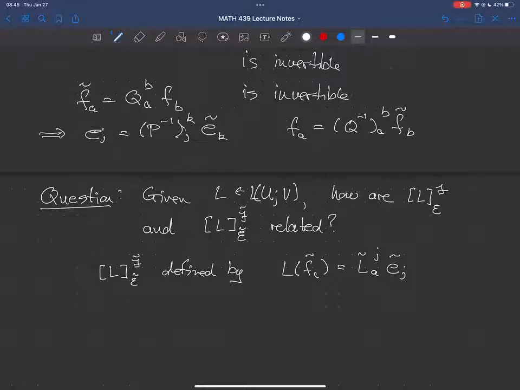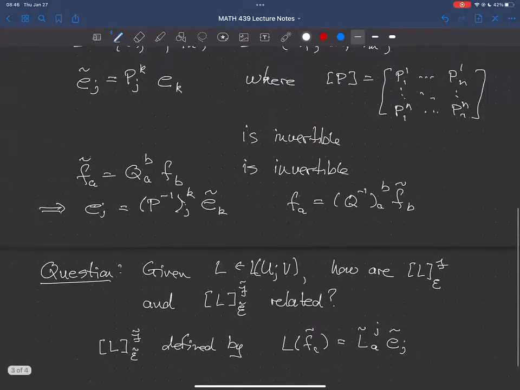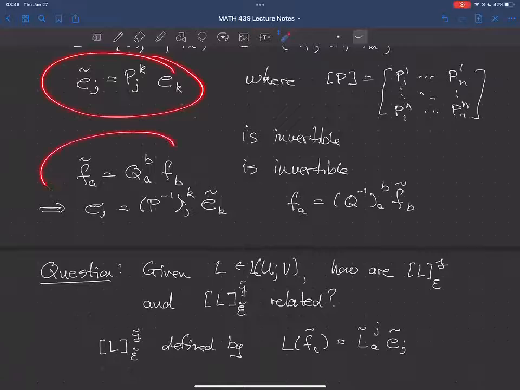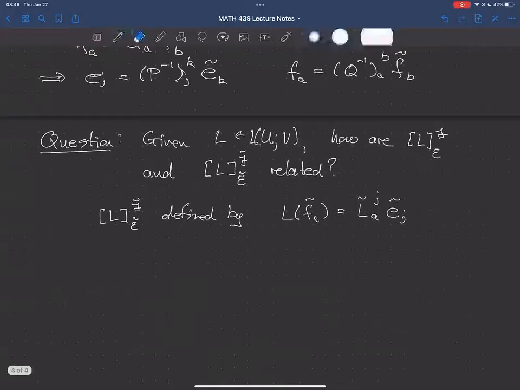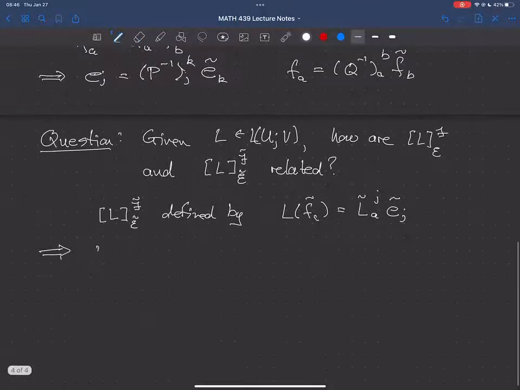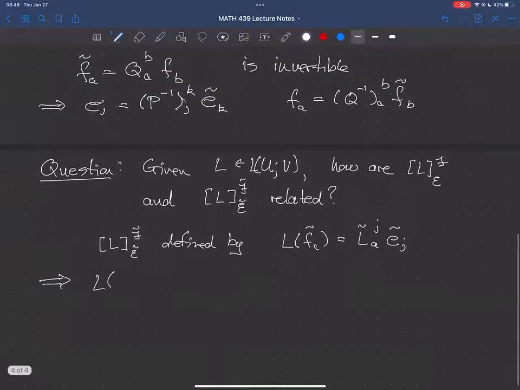So what we're going to do now is simply substitute in these relationships for the tilde basis vectors, and then fiddle around. So I'm going to stick in F tilde. F tilde is related to the F's by Q, so it's going to be Q B A F B.